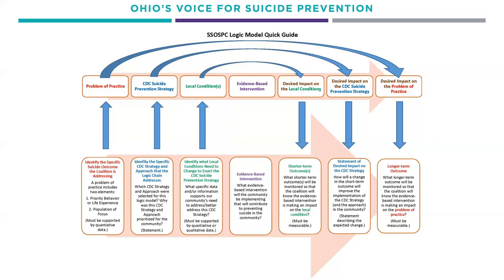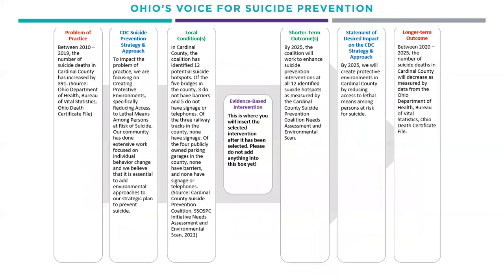The good news is that the logic model is simply a mirror image of itself. So in this 4th step, the team will convert the problem of practice into a longer-term outcome, convert the CDC prevention strategy and approach into a statement of desired impact, convert the local conditions into shorter-term outcomes. And you now have a complete logic model.